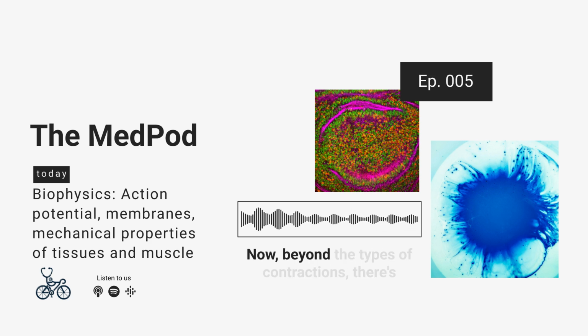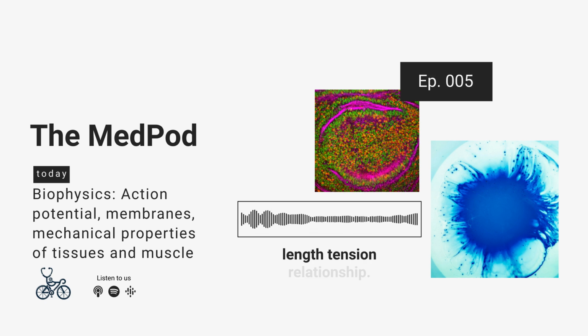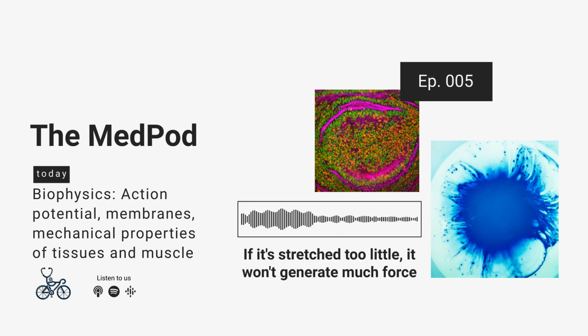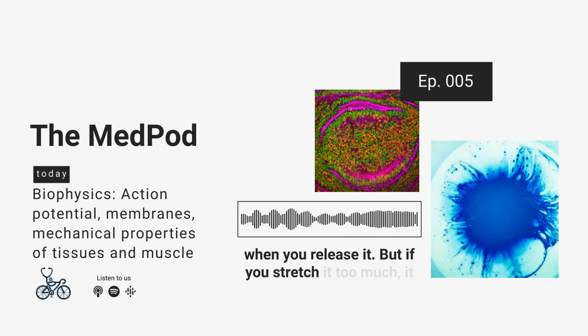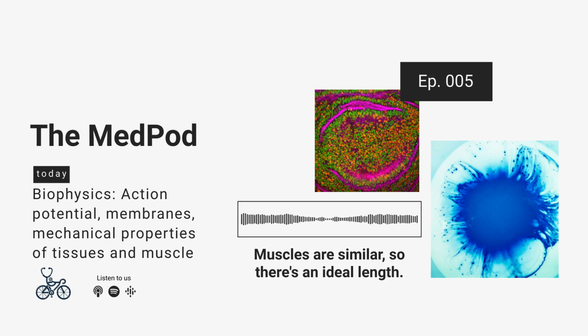Now, beyond the types of contractions, there's another fascinating aspect of muscle mechanics, the length-tension relationship. What's that all about? Imagine stretching a rubber band. If it's stretched too little, it won't generate much force when you release it. But if you stretch it too much, it might snap. There's a sweet spot where the rubber band can generate the most force. Muscles are similar. So there's an ideal length for a muscle to generate maximum force.